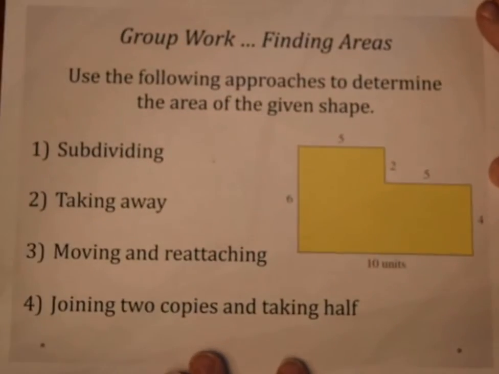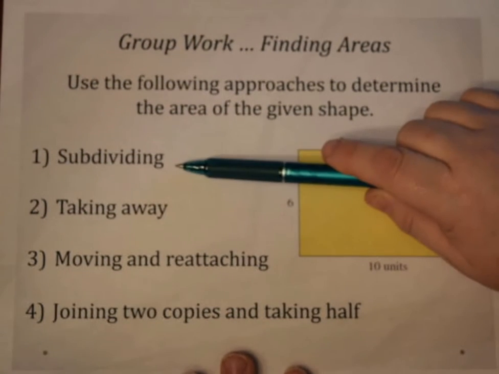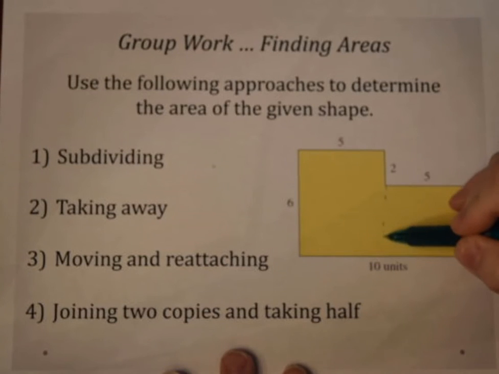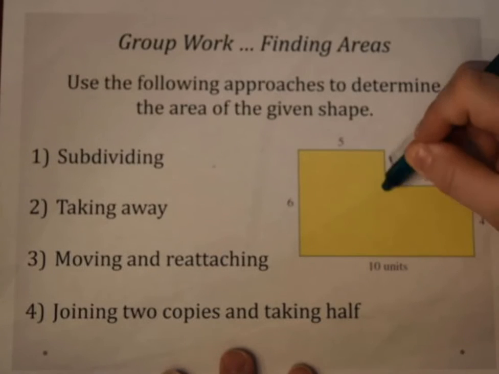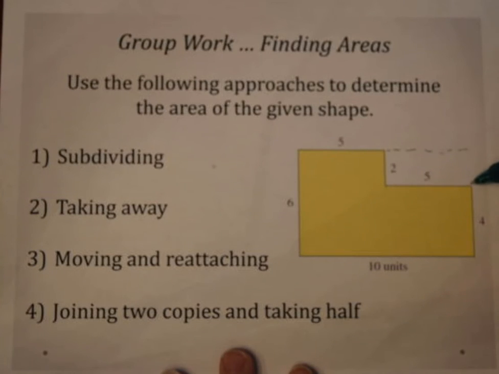Okay, so the next thing we're going to talk about is finding areas. And we're going to do that in a couple different ways. We're going to subdivide a shape. So we're going to have some kind of irregular looking shape. It's not going to be a straight rectangle or triangle or anything like that. But we can subdivide it. In other words, we could cut it down here and have 2 rectangles. Or we could create a big rectangle like this.